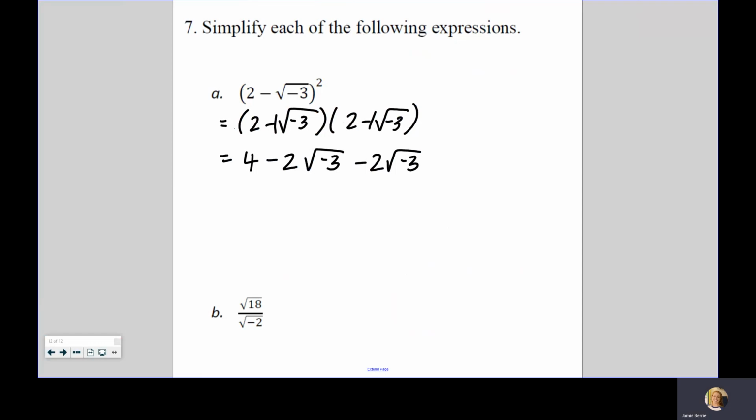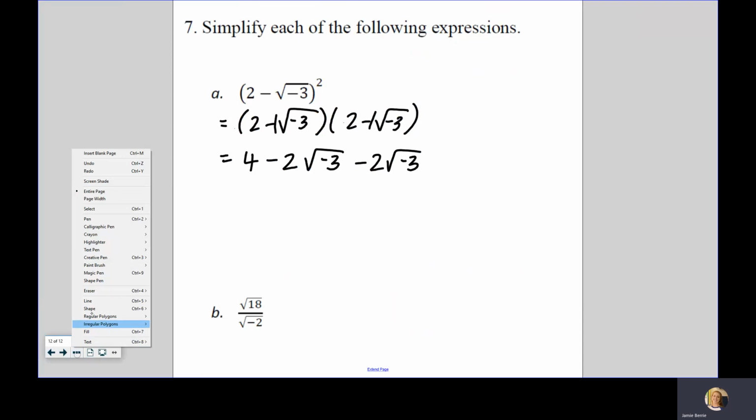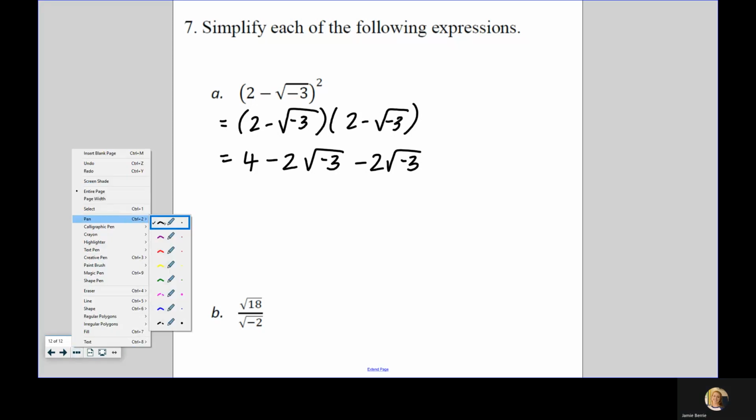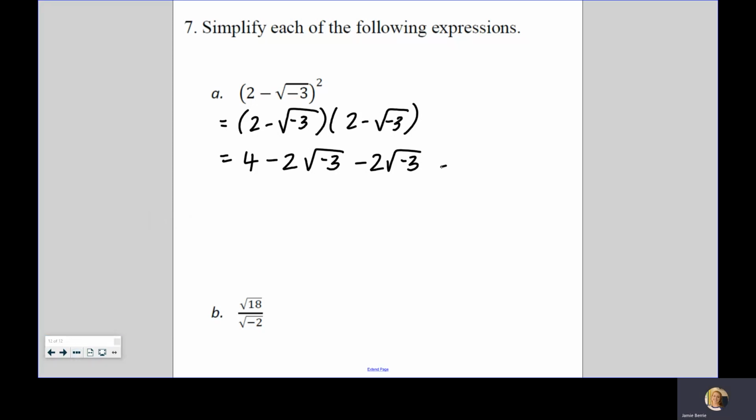And last we have negative, let me fix these real quick. There we go. Just so it looks like our original. Negative times a negative is a positive. Square root of negative 3 times square root of negative 3. We'll combine those in just a second. Let's go ahead and combine some like terms here. We have negative 2 on the square root of 3 minus 2 on the square root of 3. So that's going to be 4 minus, go ahead and combine those coefficients. Negative 2 minus 2 is negative 4 on the square root of negative 3.